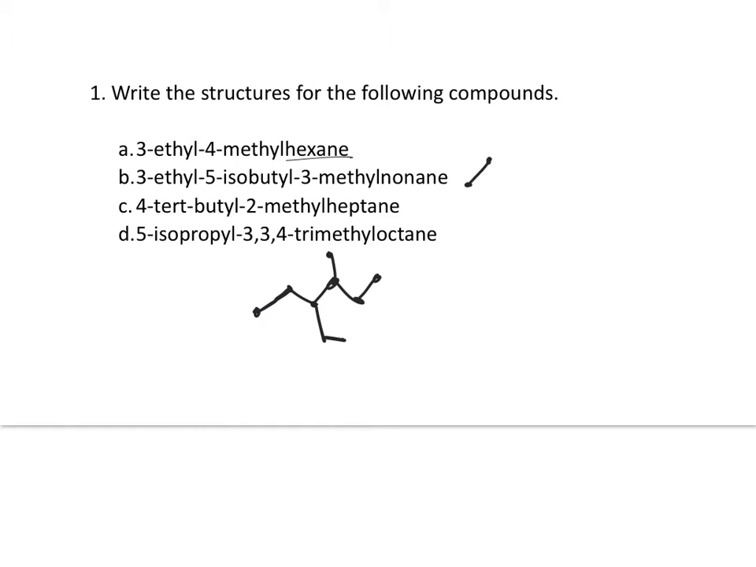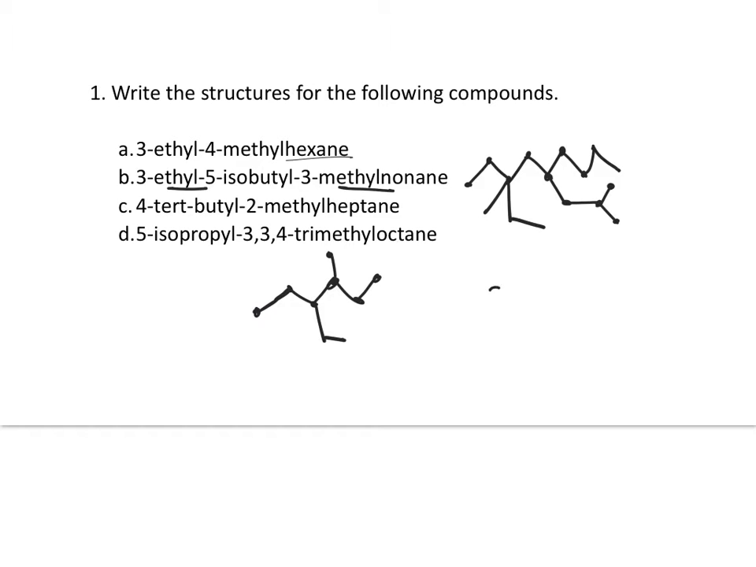We have 9 carbons, 1, 2, 3, 4, 5, 6, 7, 8, 9. And on the third, we have an ethyl. And we also have a methyl on the third. See the third? And then on the 5, we have isobutyl. And if you remember, isobutyl would have 4 carbons. And it would make a Y.